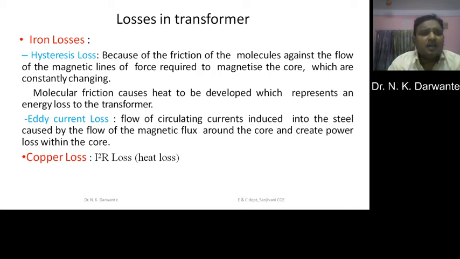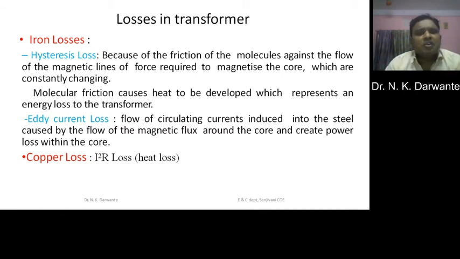First is the iron losses. We know that the casing as well as the laminates are made up of iron, and the iron losses are made up of two sub losses. One is the hysteresis loss and another one is the eddy current loss.